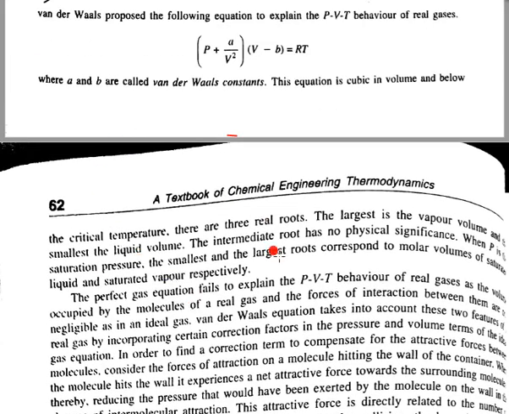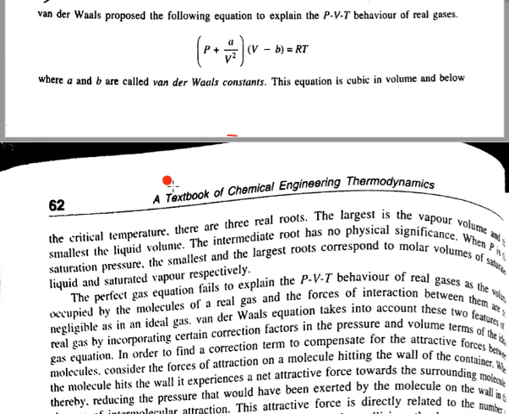The perfect gas equation fails to explain the PVT behavior of real gases, since in an ideal gas the volume occupied by the molecules and the forces of interaction between them are negligible. The van der Waals equation takes these two features of real gases into account by incorporating certain correction factors in the pressure and volume terms. So from the perfect gas equation we cannot find the pressure, volume and temperature behavior of real gases.